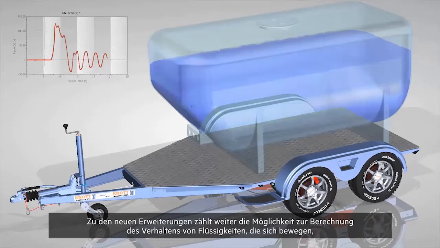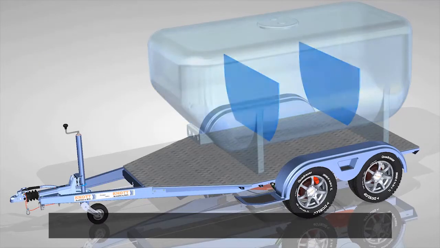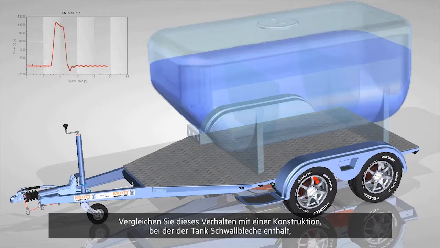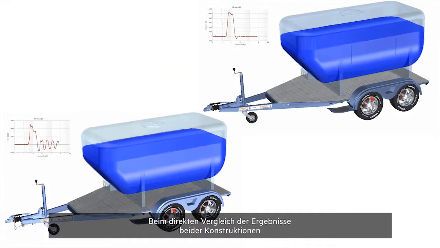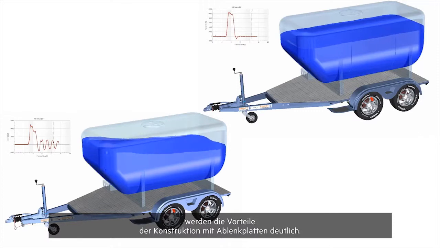Other new enhancements include the ability to analyze the behavior of fluids moving, sloshing, or pouring using free surface technology, as can be seen here when this trailer comes to an abrupt stop. Compare this behavior to a design that contains baffling in the tank to try and eliminate the excessive sloshing. Viewing the results of the two designs side by side illustrates the benefits of the baffled design.